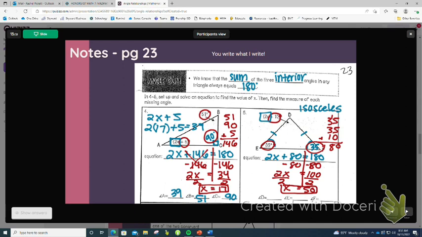Angle D is 2x plus 10, so we need to plug in 50. 2 times 50 plus 10. Well, 2 times 50 is 100, plus 10 is 110. So that's angle D. Angle E was 35. And angle F, we knew was also 35 because this is an isosceles triangle.